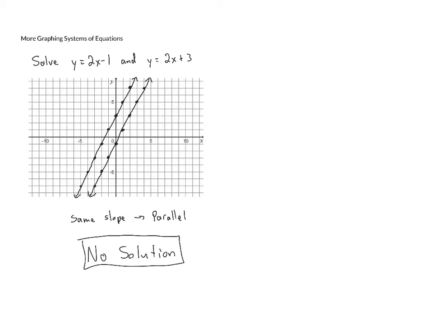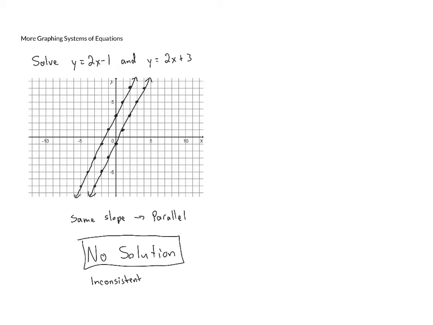There is another word that we can use to describe a system of equations like this with no solution. We call it inconsistent. Something that's inconsistent is something that just is illogical, it doesn't make sense. And it doesn't make sense to find a solution here because they are never going to intersect. So that's just another word that we can use to describe the situation.